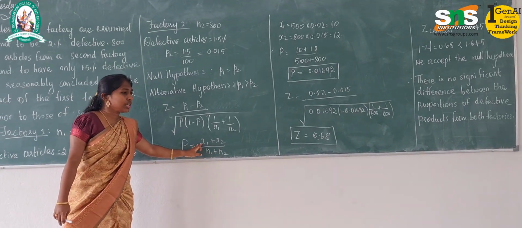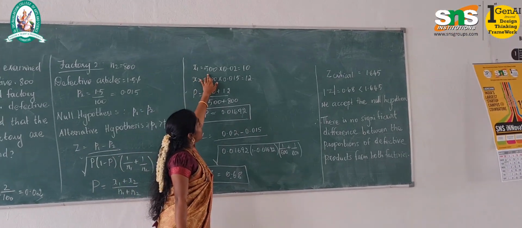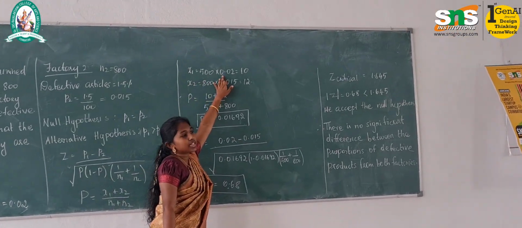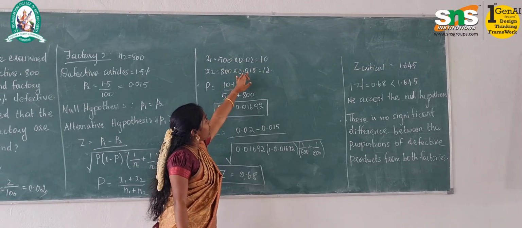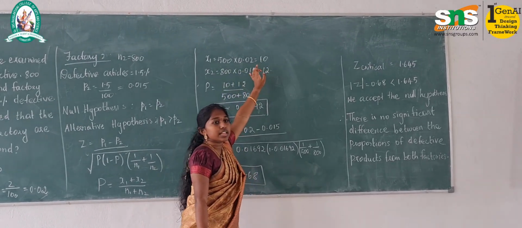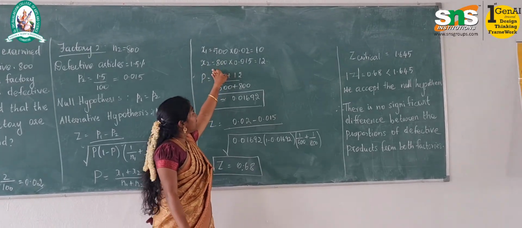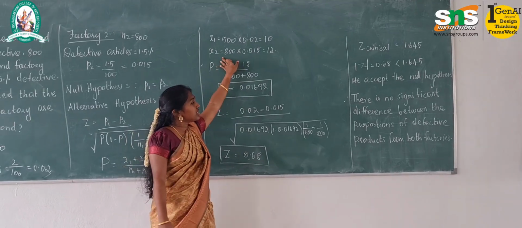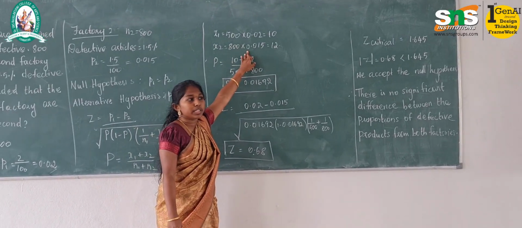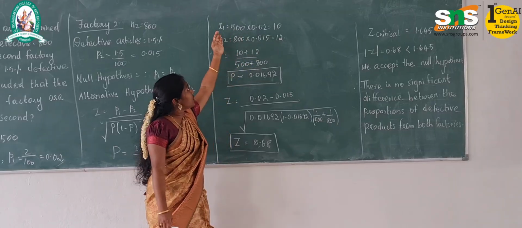For x1, the factory 1, the whole sample is 500. Out of 500, 2% will be defective, that is 0.02. By multiplying this value, I get an answer of 10. So this is the value of x1. In the same way, we calculate x2. For x2, the whole sample is 800. Out of 800, 1.5% will be defective. By multiplying these two, I get an answer of 12. So now we have the answers for x1 and x2.